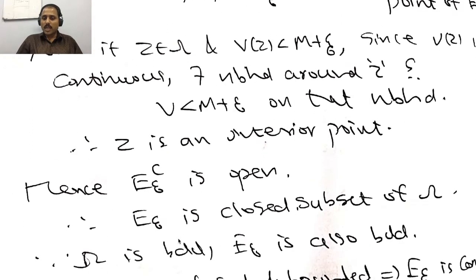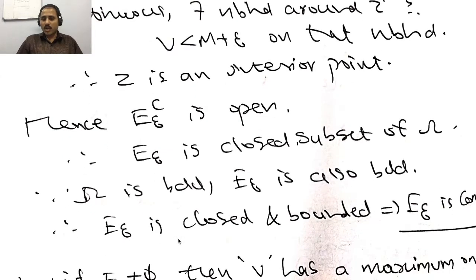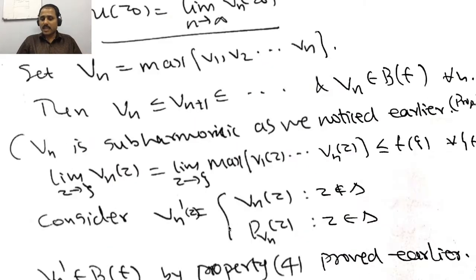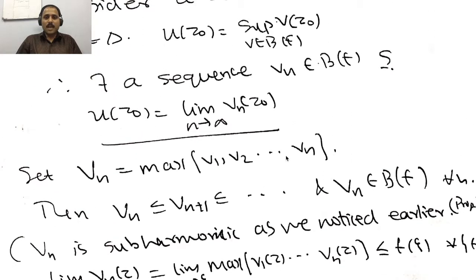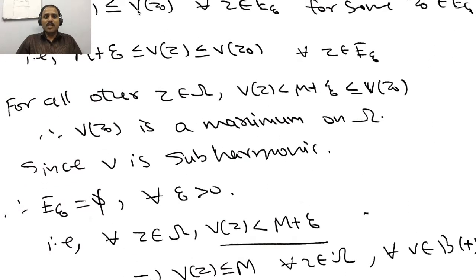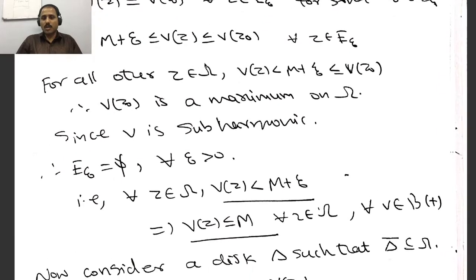Also, it is bounded. So E epsilon is a compact subset of C. Now, if E epsilon is nonempty, what happens on a compact set? Every continuous function has a maximum. So V has a maximum and a minimum. So suppose V of z naught is a maximum, that is, V of z is less than or equal to V of z naught for all z belonging to E epsilon.